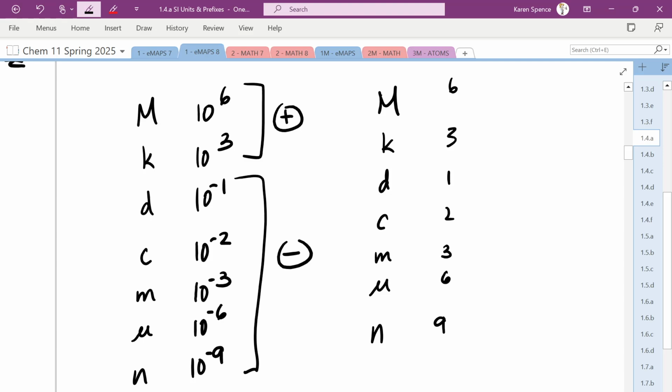Mega, kilo, deci, centi, milli, micro, nano. 6, 3, 1, 2, 3, 6. 9 is for the nano. One last time. Mega, kilo, deci, centi, milli, micro, nano. 6, 3, 1, 2, 3, 6. 9 is for the nano.